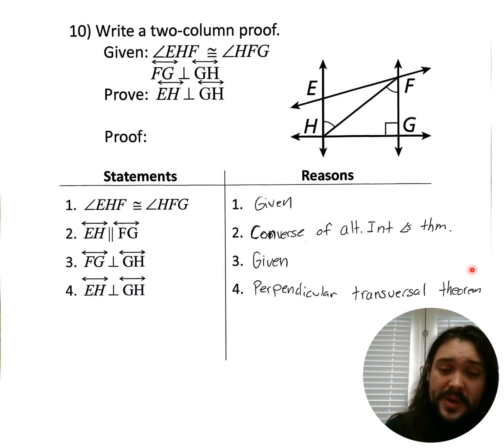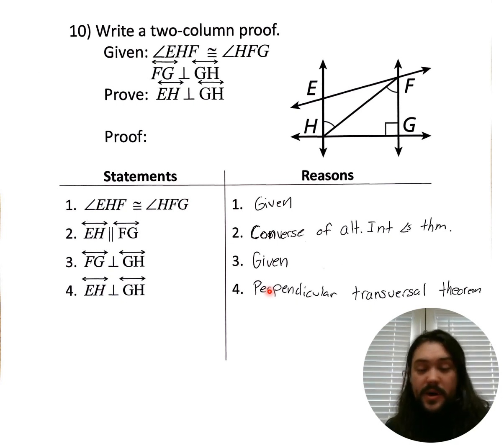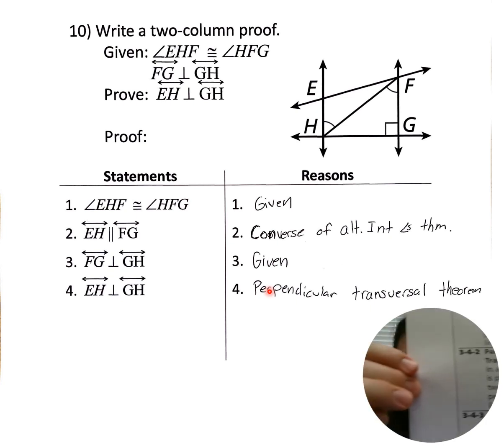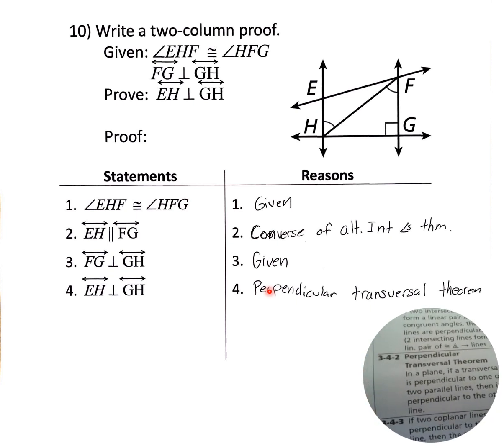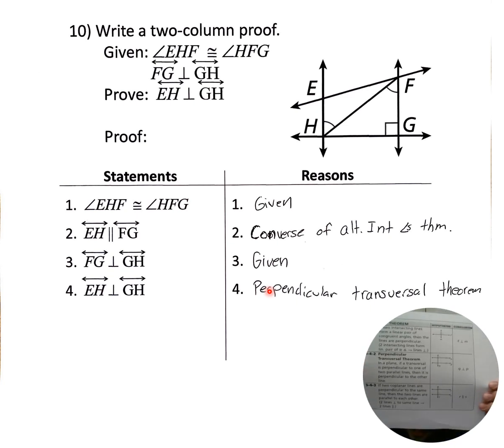Well, we can use the perpendicular transversal theorem. If one of our transversals, this transversal GH, is perpendicular to one of two parallel lines, it's going to be perpendicular to the other parallel line. That would be the perpendicular transversal theorem. That is the second one on that little list, right here on this list.